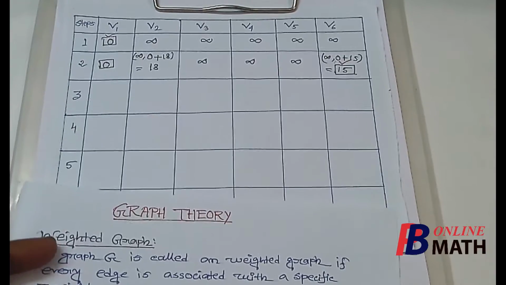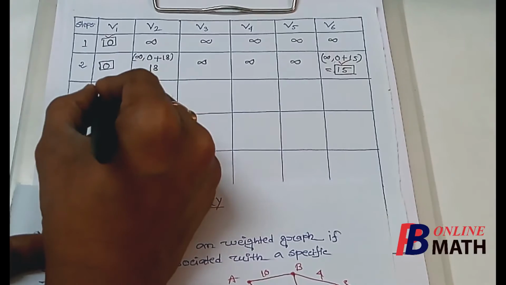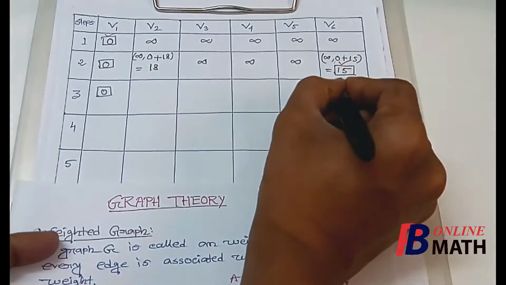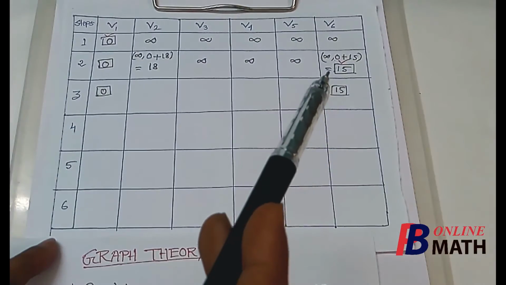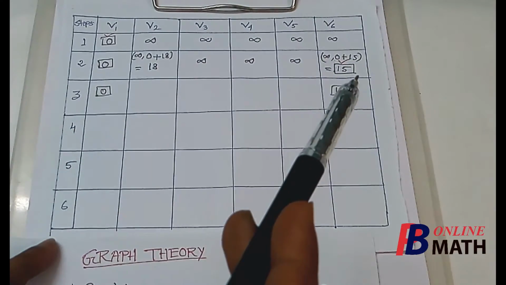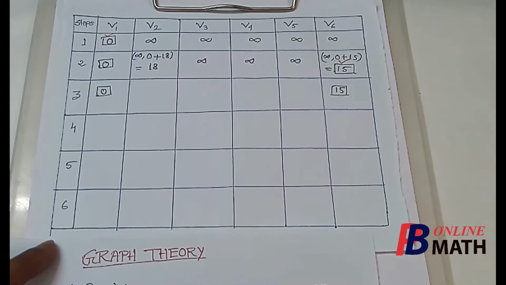Now step 3. Since these two labels are permanent, we put 0 and 15 here, and V6 is the latest vertex which is labeled permanently by 15. Now step 3.